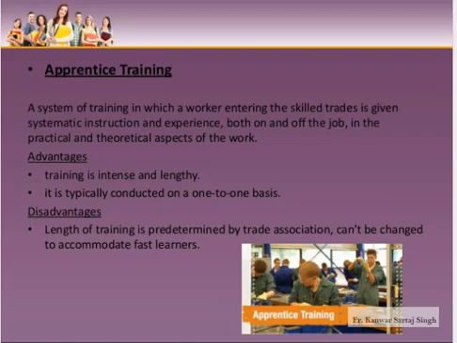By doing this, they try to learn and have versatility in them. Then apprentice training, a system of training in which a worker entering the skilled trades is given systematic instruction and experience both on and off the job in the practical and theoretical aspects of the work. So it has advantages. Training is intense and lengthy. It is typically conducted on a one-to-one basis. So it is always beneficial to the apprentice.